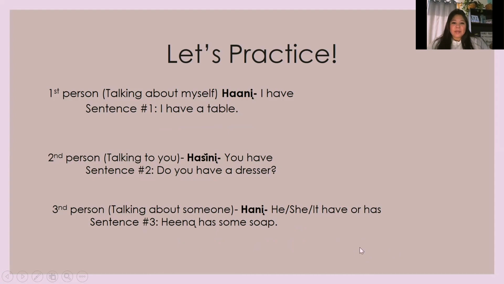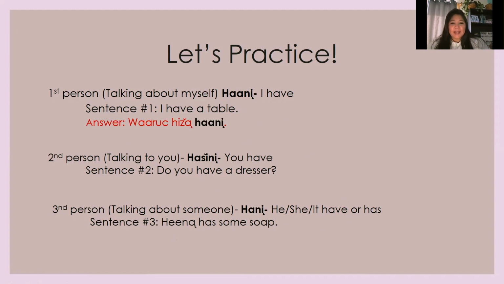All right, last one. Go ahead, grab a paper and pencil, write these down. If you need to go back and flip towards how do you say table, dresser, or soap, go ahead and write those down. And then remember, I have the verb. So these verbs come last. When you're ready, start the video and then we'll go over it. So sentence 1 is I have a table. Sentence 2 is do you have a dresser? Then sentence 3 is Hanį has some soap. Okay, so go ahead, pause it when you're ready, start it, and we'll go over the answers.